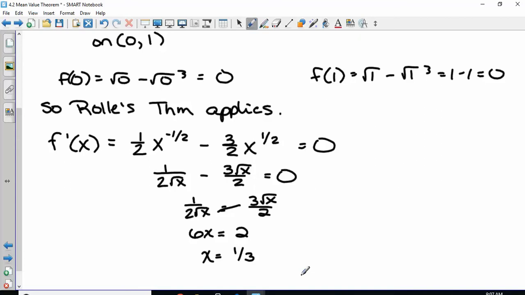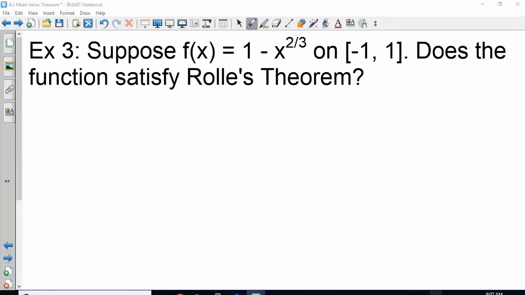Is that one alright? Take a second and look at this one, see what you think. You can't take the square root of a negative number. So a 2/3 power, that means the cube root of x squared. So 3/2 we wouldn't have been able to do. Can you do the cube root of a negative? We can, so the function's defined everywhere. That part is okay.